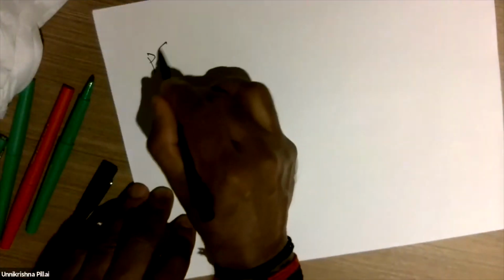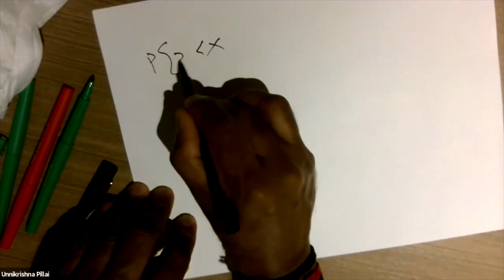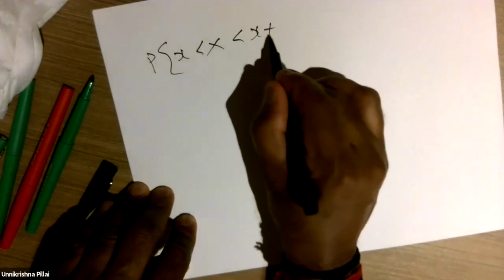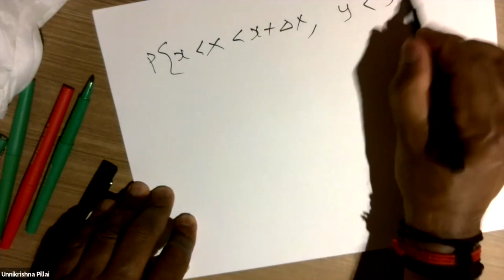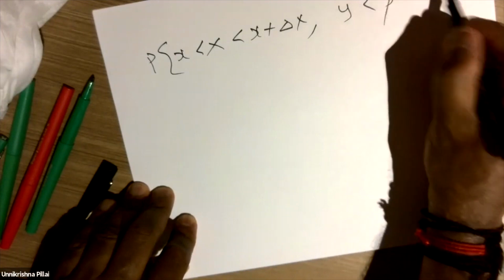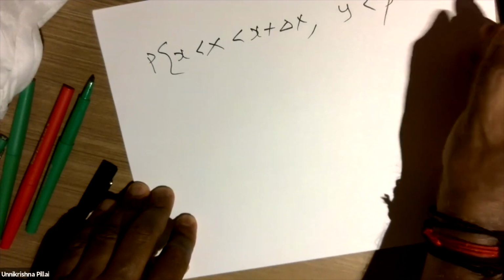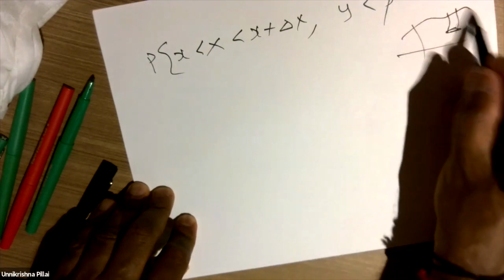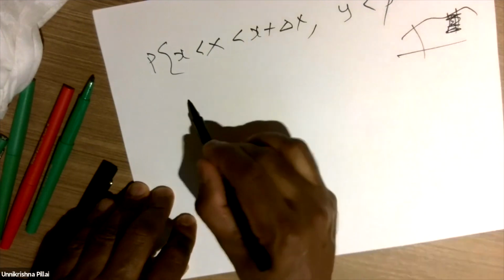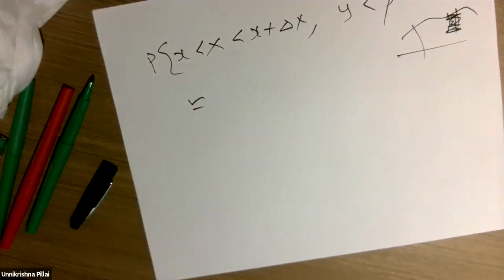So what is this probability? Anyone? X goes from x1 to x1 plus delta x and y is between y1 and y1 plus delta y. Of course, it's the area under this region of the density function, but this area can be approximated as what? Anyone?